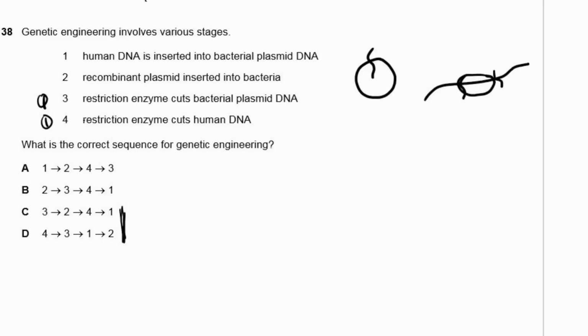Okay, the next thing, once you've cut those two, is that the human DNA is inserted into the bacterial plasmid DNA. Recombinant plasmid means that they've already inserted the human DNA into the bacterial DNA. So that means 1 has to be the next step. So this is 3. That means 4 is 1, 3 is 2, then 1 is 3, and then the recombinant plasmid is inserted into the bacteria, that is 4. And then finally the bacteria can create the human gene, so you can get what you need to get. So the answer here is D.